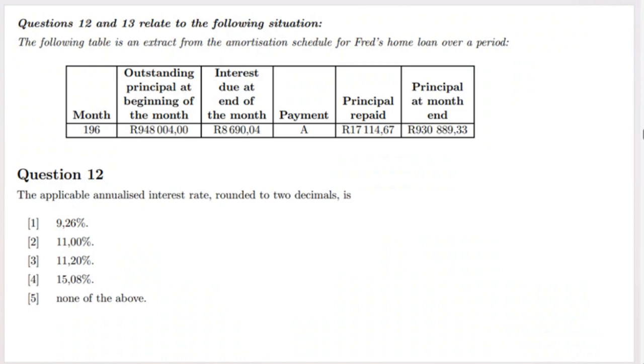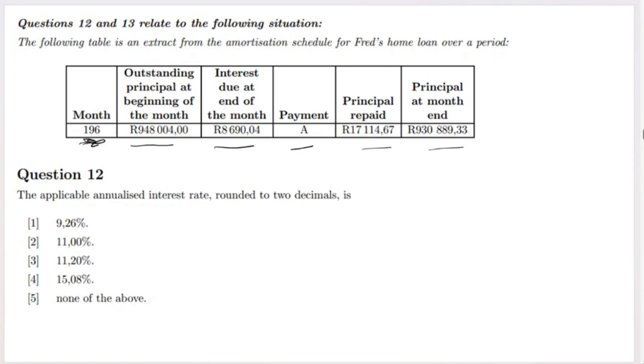Here you are given information. You are given the month, which is 196, and then you are told to go to this month. It's just an extract for this month, the 196th month. You have a principal at the beginning, and then you've got an interest. You don't know the payment. You are given the principal repaid. You are given the principal at the end of the month. So the question that you need to answer here, you need to find the interest.